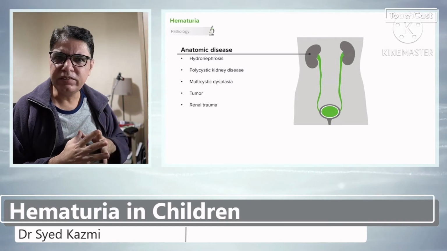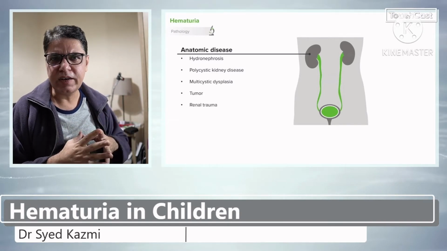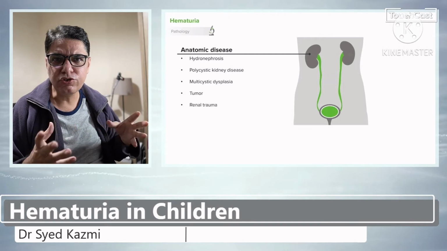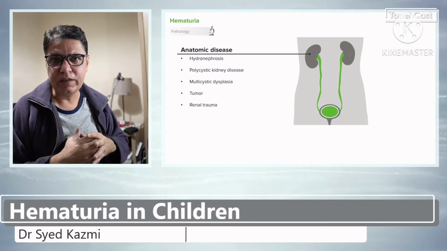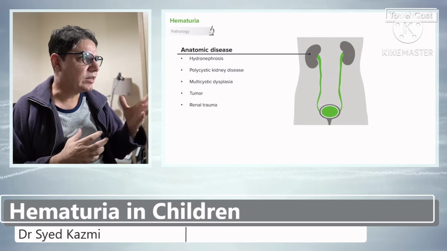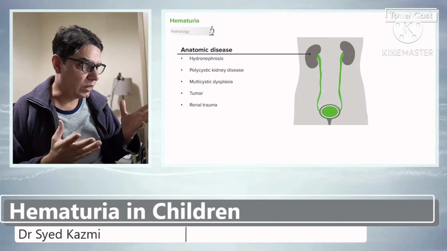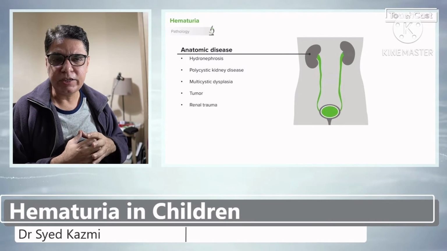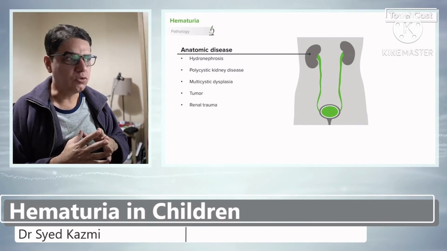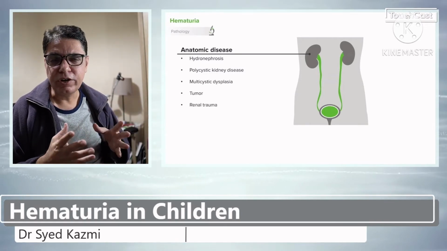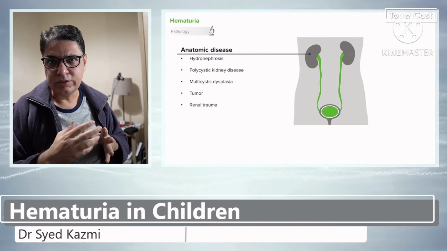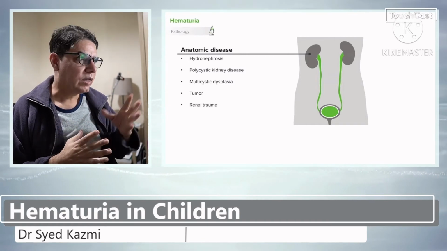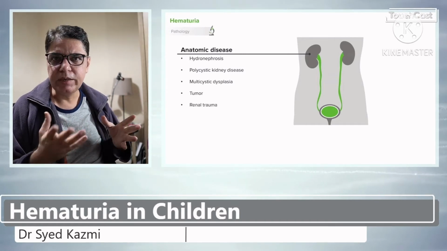Multicystic dysplasia, which are dysplastic kidneys and can happen as part of various syndromes, or can even happen in isolation, can give rise to hematuria. Similarly, tumors like Wilms tumors in the pediatric age group can give rise to microscopic or gross hematuria. And then renal trauma, as I told you, either direct or indirect trauma, can result in hematuria.